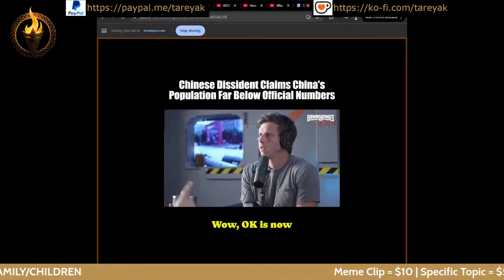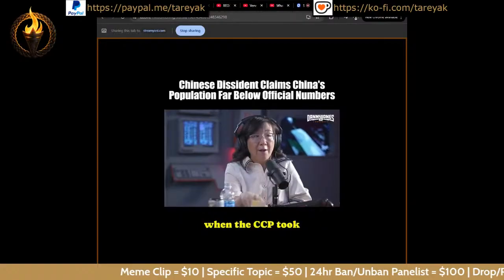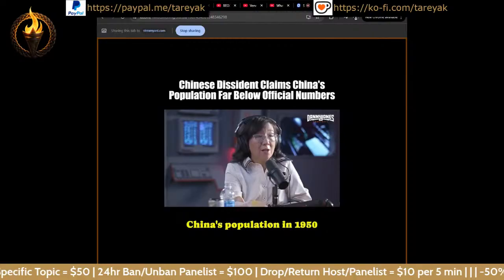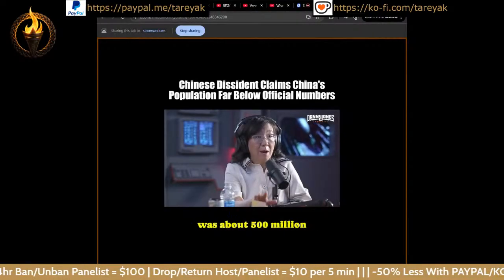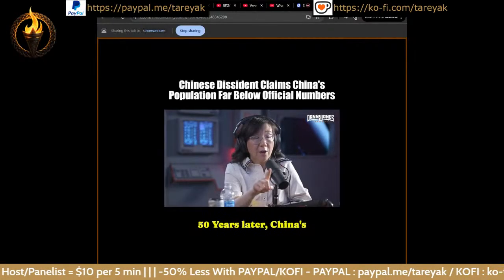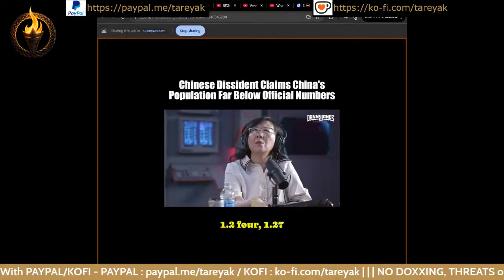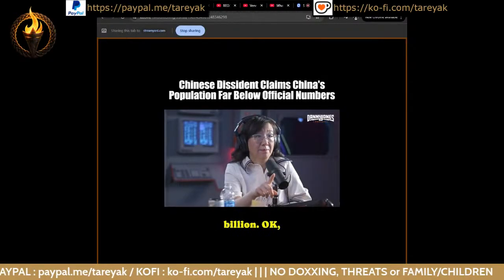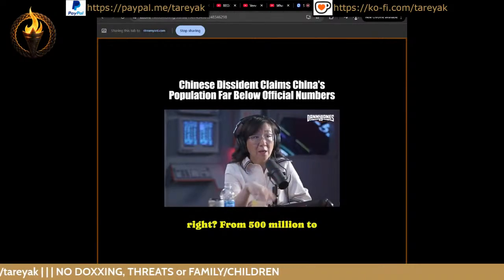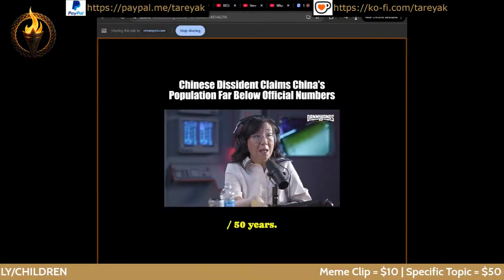Now, China grew its population officially from 1950, when the CCP took over control. China's population in 1950 was about 500 million. In the year 2000, 50 years later, China's population was about 1.27 billion. So it grew 2.5 times, right? From 500 million to 1.27 billion. That's 2.5 times over 50 years.